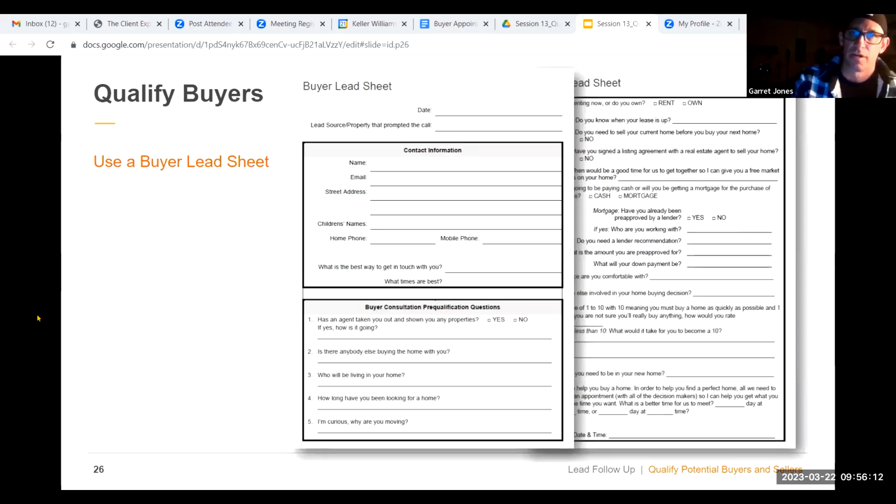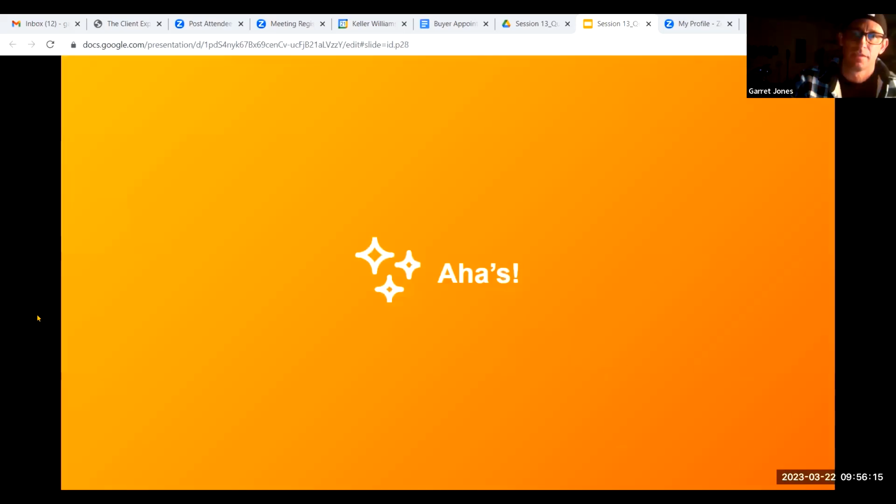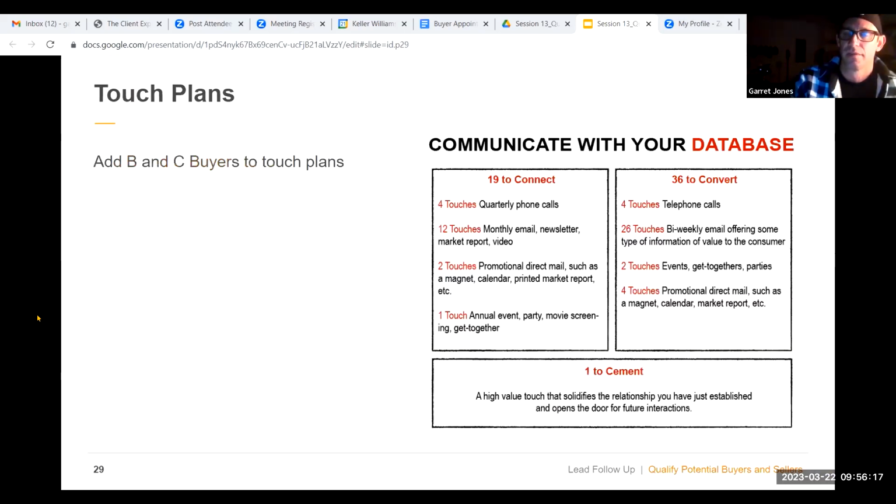Same thing for sellers, buyers. This is how they're suggesting communicating with your database. For me, everyone in my database is on a monthly phone call. So I have 312 people in my database that I have to call once a month. It doesn't mean I call all of them once a month, but I get a reminder through Command that I'm supposed to call so-and-so. I have the Command app on my phone.